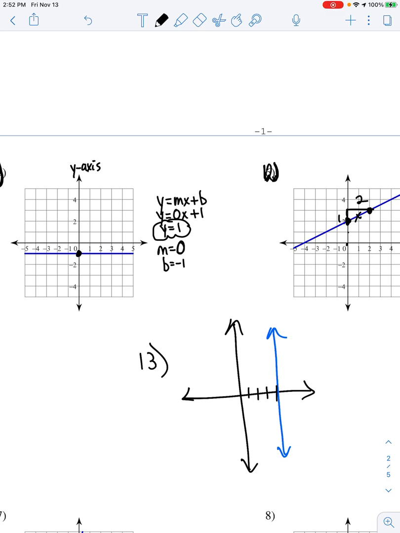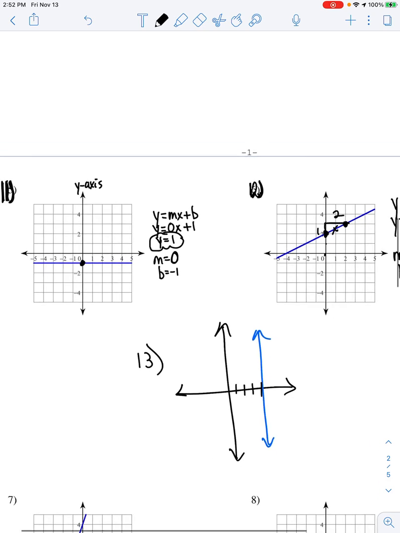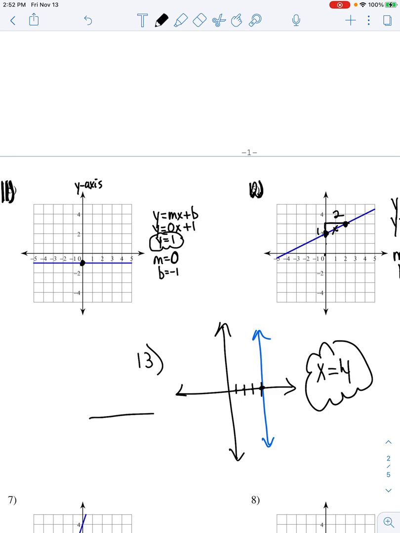Don't freak out about this. I am telling you that this equation, this one's a weird one, is x equals, and then you count over to where it crosses. 1, 2, 3, 4. So the equation to this line is x equals 4. So yes, I want you to practice your y equals mx plus b, but I am telling you that this is a special case, okay?